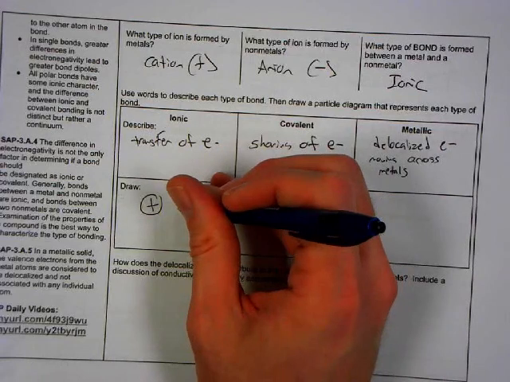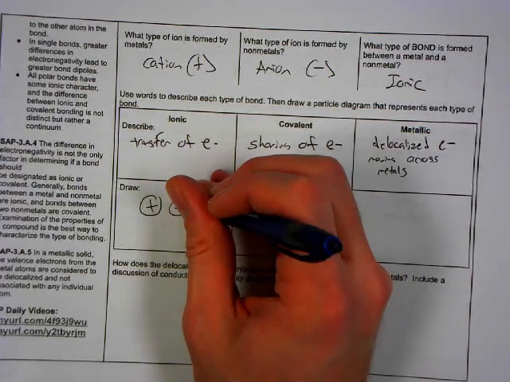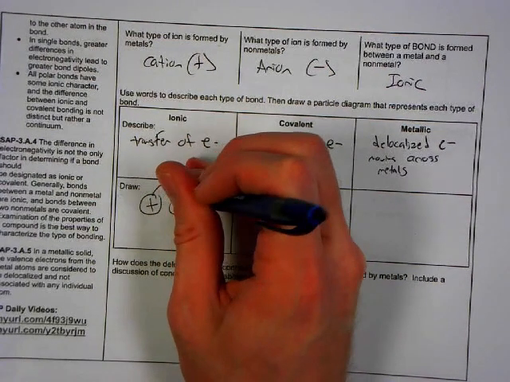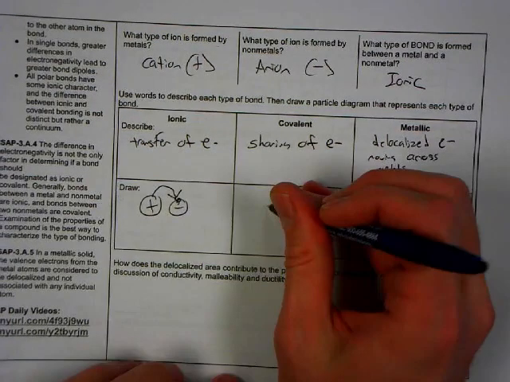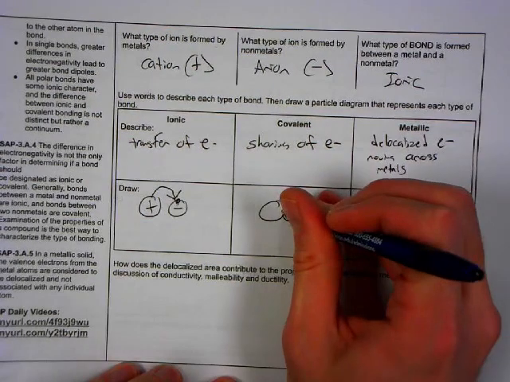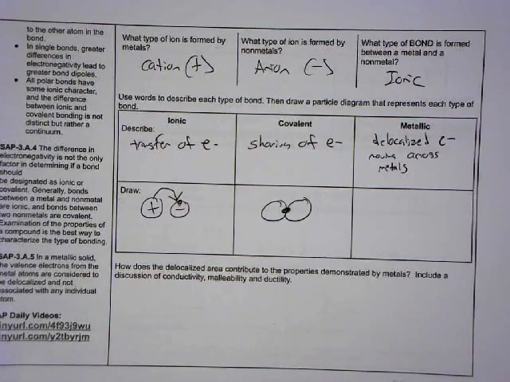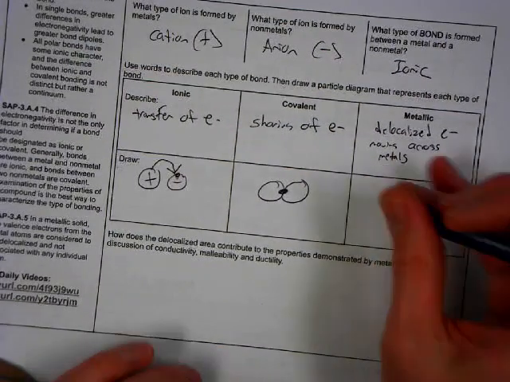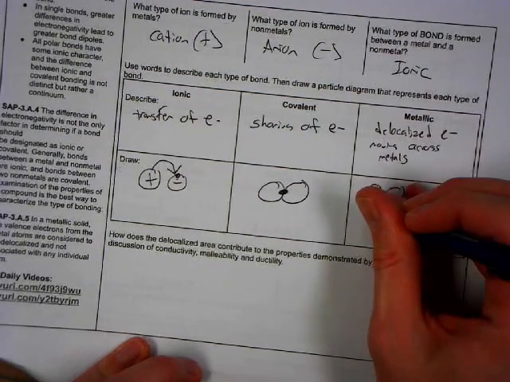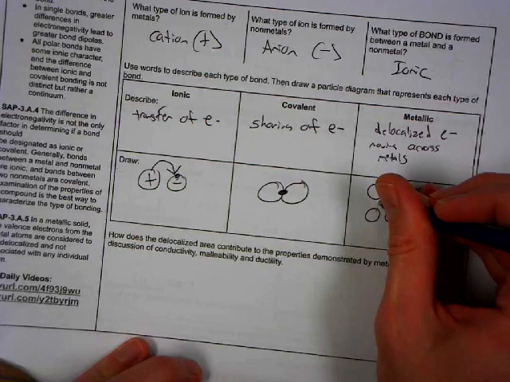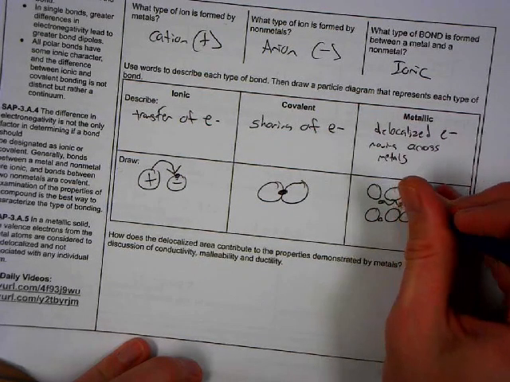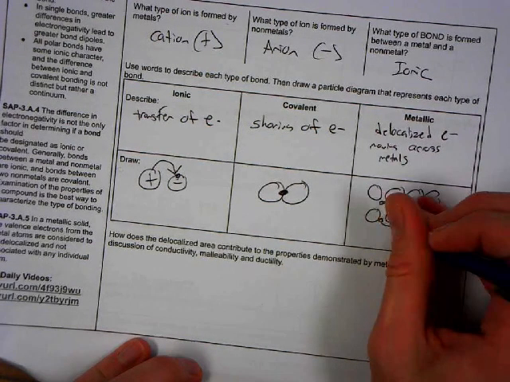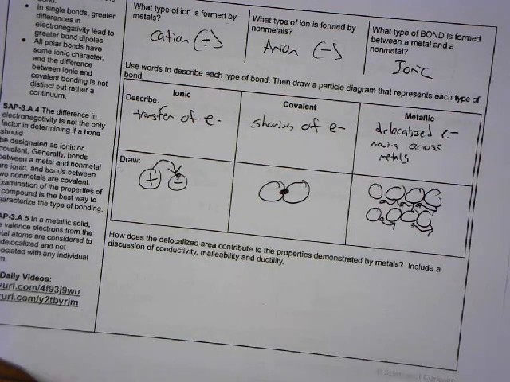How would you draw an ionic bond? I draw something positive and something negative, and show an electron moving to the negative. How would you draw a covalent bond? I would draw something like this, sharing an electron. In a metallic bond, I'm going to have something like this, and my electrons are flowing all around.